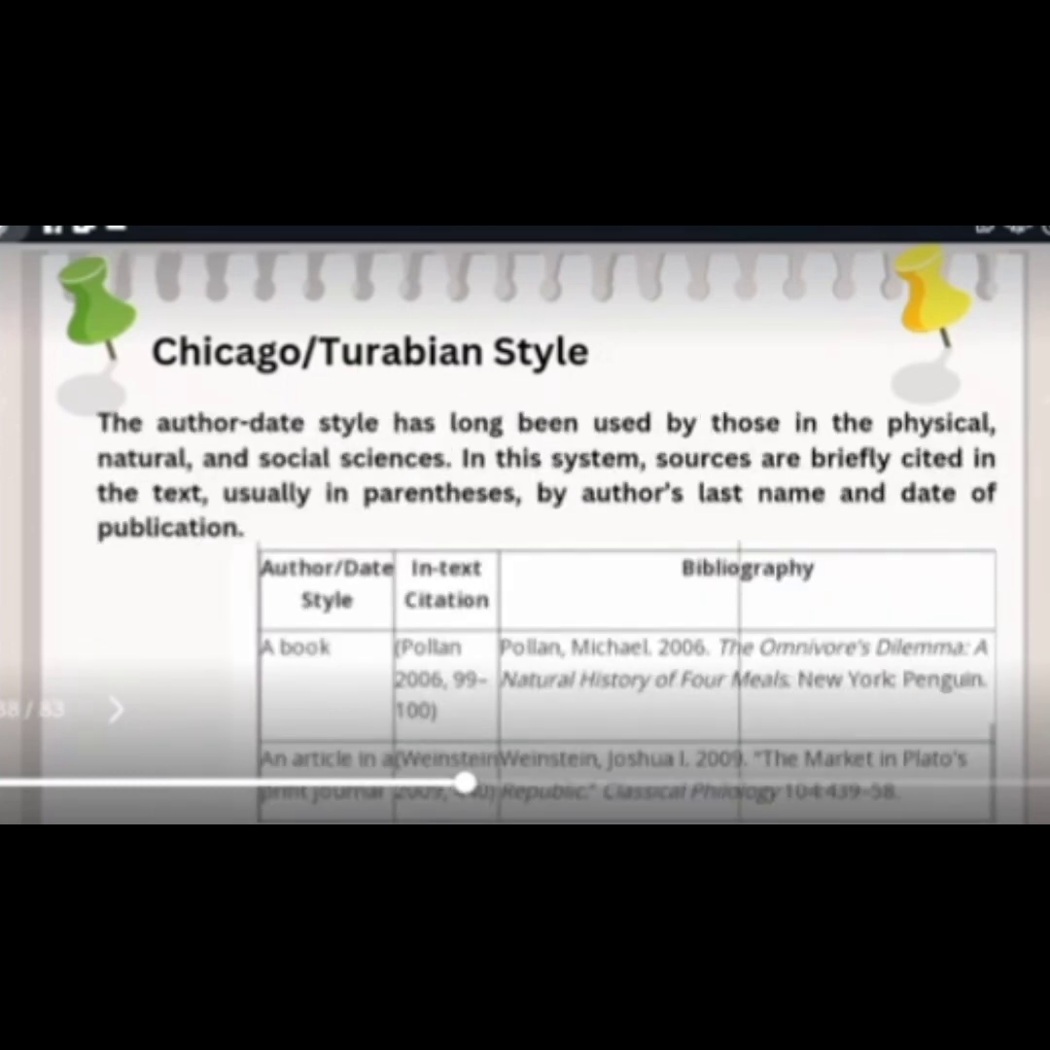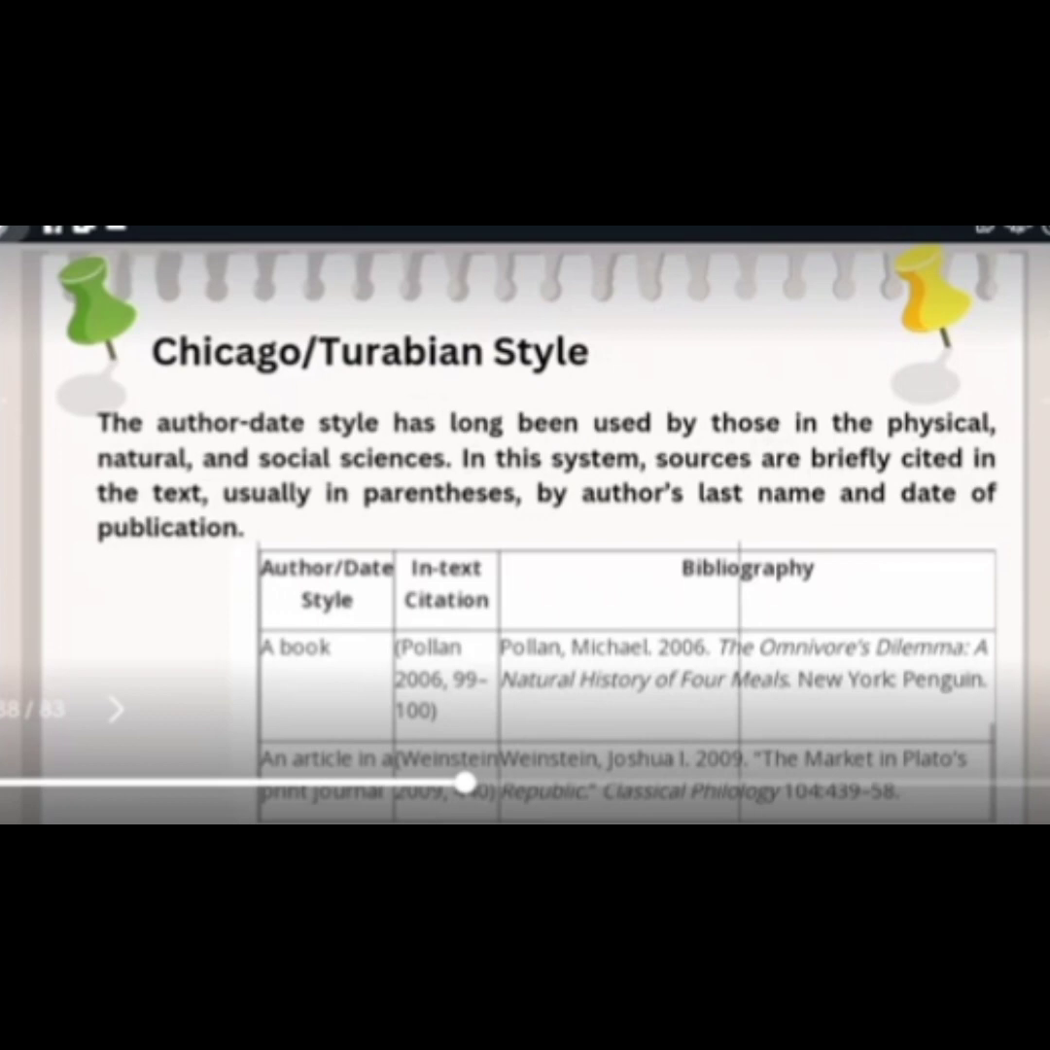Next, we have the author-date style. We have notes and bibliography, next, author-date, the word author and the date. This has been long used by those in physical, natural, and social sciences. In this system, sources are briefly cited in the text, usually in parentheses, by author's last name and date of publication. Like here, for a book, an in-text citation would be Pollan, the author's last name, and the date of publication, 2006. We have the page also, 99 to 100.